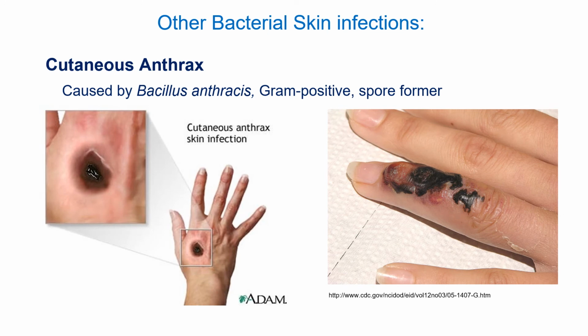Okay, so I want to finish up this part just reminding you of some of the other skin infections that we talked about. So one of them, of course, we talked about a few times was anthrax. Anthrax is caused by Bacillus anthracis. So I had mentioned that this was a spore former, and it's found in the soil.